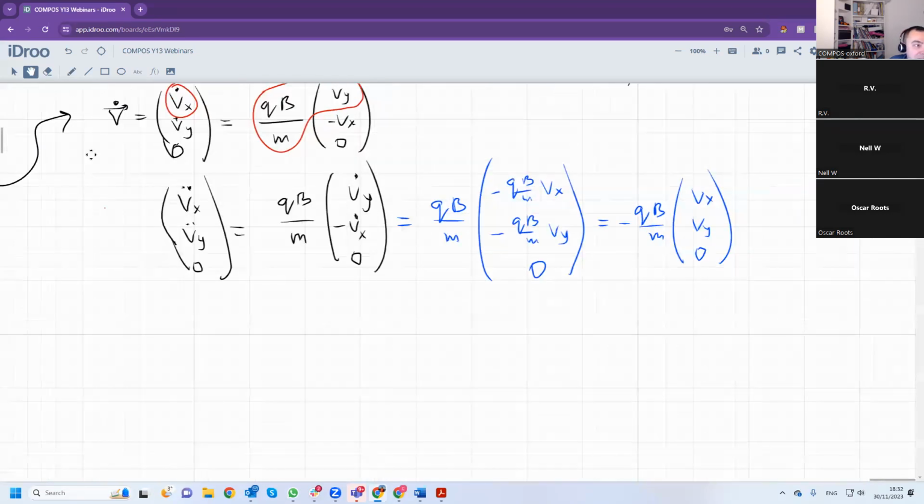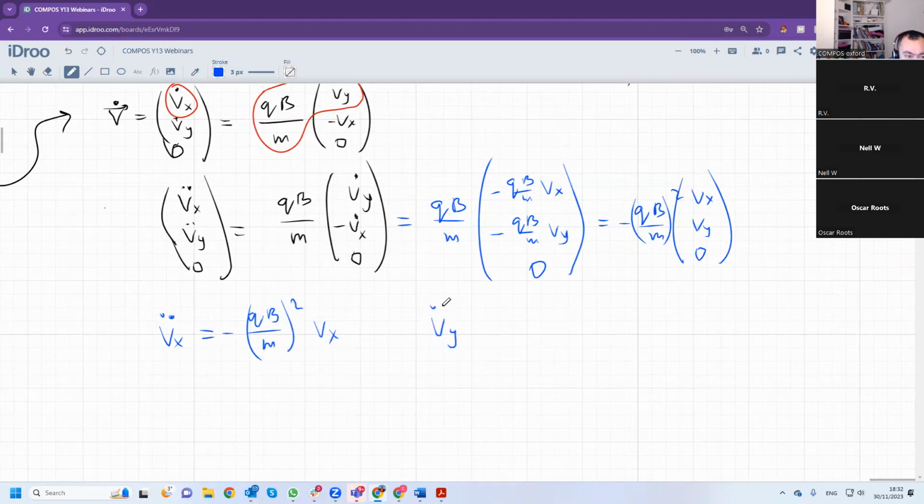So I have two differential equations: a differential equation for vx and for vy. vx double dot is equal to minus (qB over m) squared vx. And I have vy double dot, which is here, equal to minus (qB over m) squared vy. Does that make sense now?